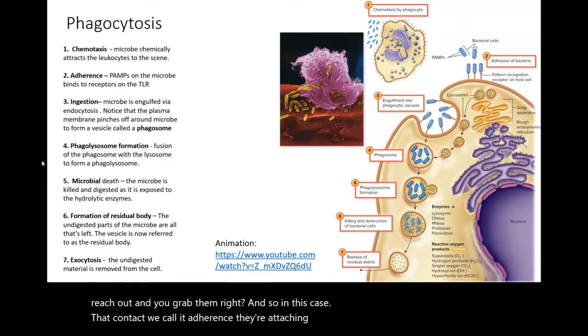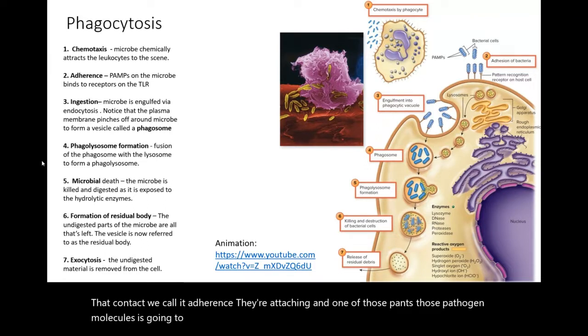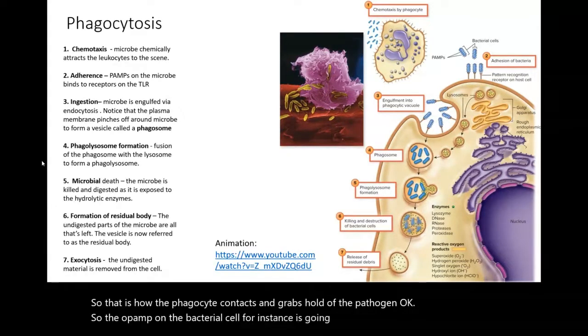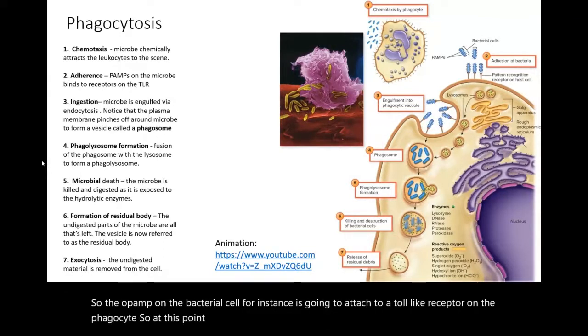And one of those PAMPs, those pathogen molecules, is going to bind to a very specific receptor on the phagocyte called a TLR, a toll-like receptor. Okay, so that is how the phagocyte contacts and grabs hold of the pathogen. So the PAMP on the bacterial cell, for instance, is going to attach to a toll-like receptor on the phagocyte. So at this point, the phagocyte is like, aha, I gotcha. And so now it needs to actually engulf it, okay?